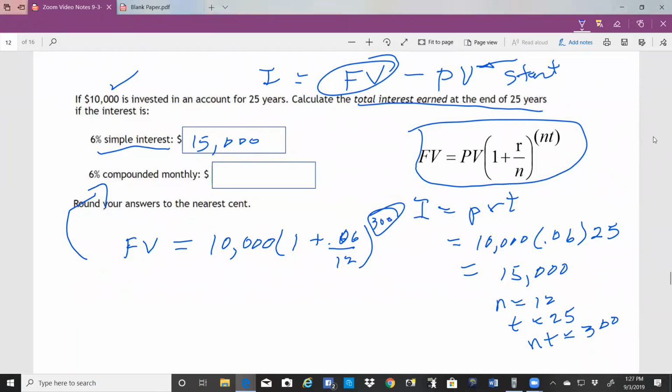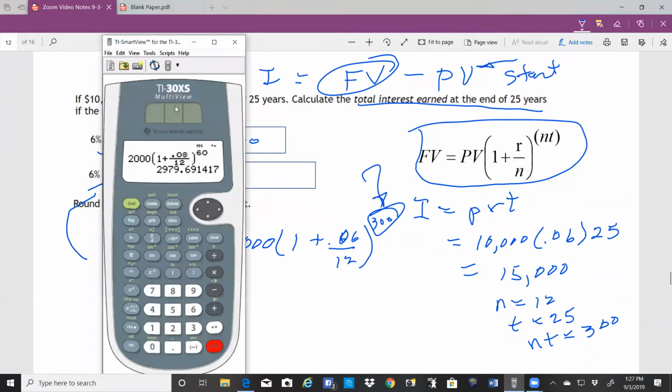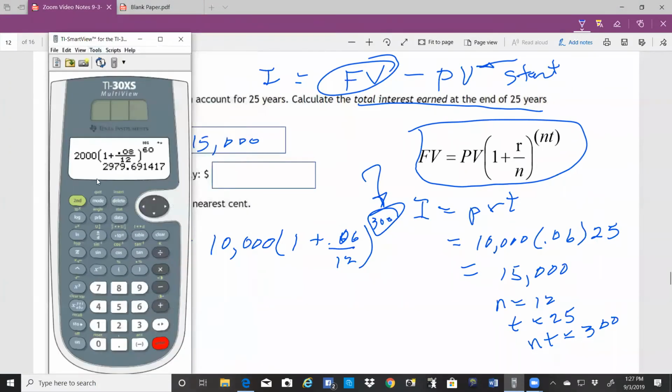By the way, you could have the calculator calculate the NT, but usually I find it simplest just to go ahead and figure out what NT is. We will do this one also. $10,000 times 1 plus 0.06 divided by 12.